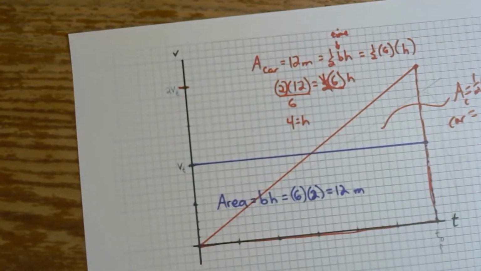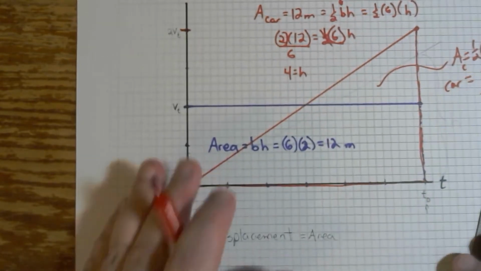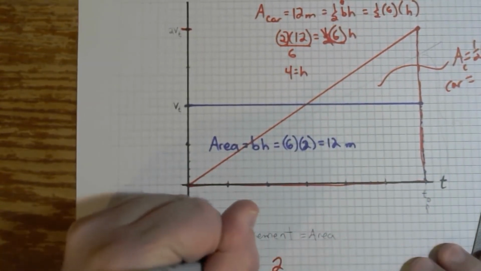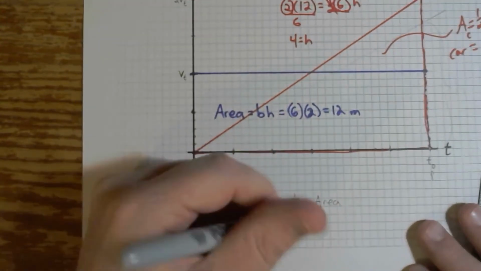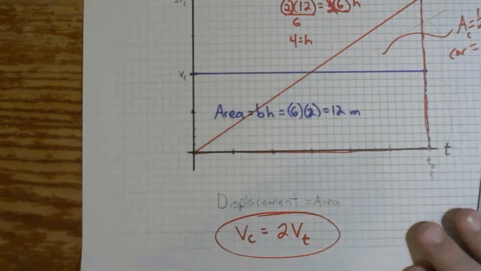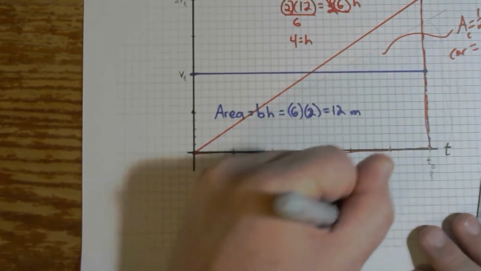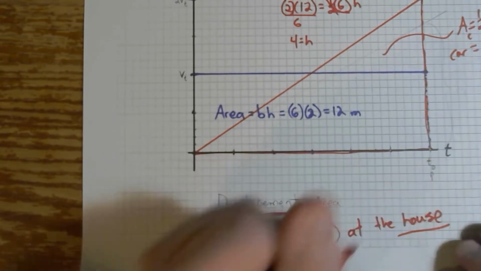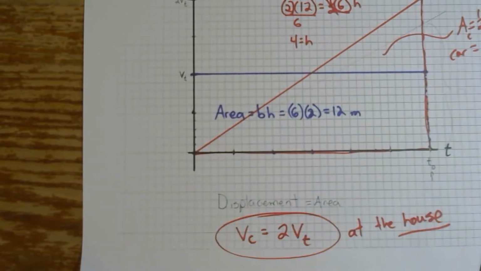So that means, for this first part, that the velocity of the car has to be equal to 2 times the velocity of the truck. That's really pretty key at the house. Whenever they reach the house, that's the condition that we need to know. And that's pretty critical to the rest of the problem.